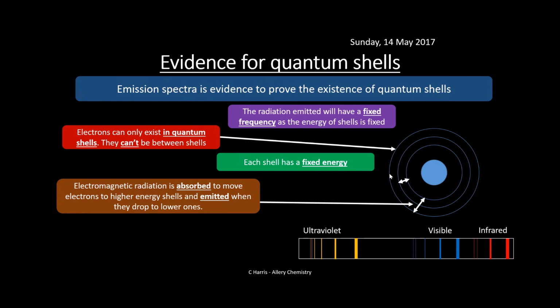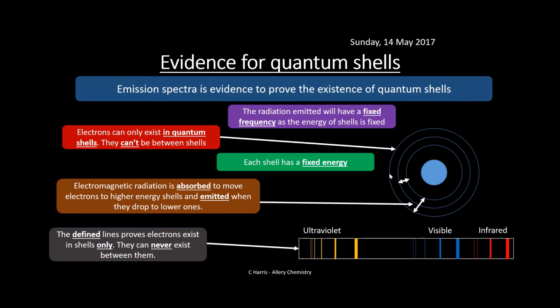Okay, the electromagnetic radiation is absorbed, remember, to move the electrons to higher energy shells. Remember seeing that two slides ago. And it's emitted when they drop to lower ones. And so what we get is these defined lines, very discrete lines. There's no blurriness to them. They're very defined, crisp lines as we go across the spectrum. Okay, and this proves that electrons can only exist in shells. They can never exist in between them. So we get this nice defined spectrum here. Okay, no ambiguity, nice clean lines. So that's proof that we actually do have a quantum atom and its shell-based theory. So this is proof of that.